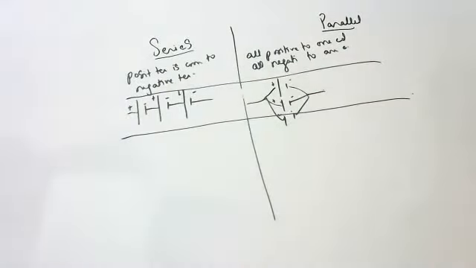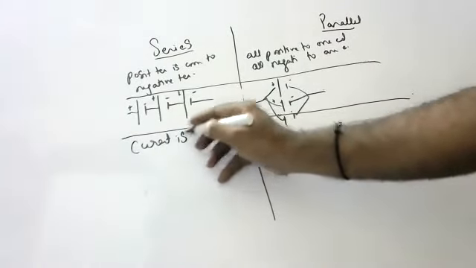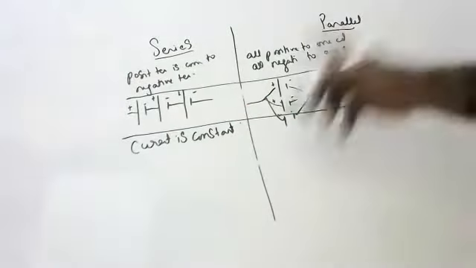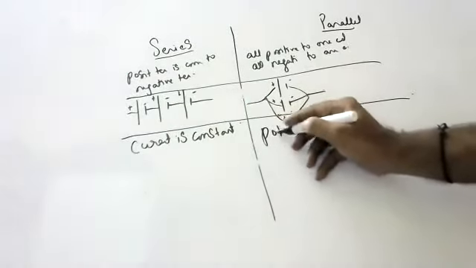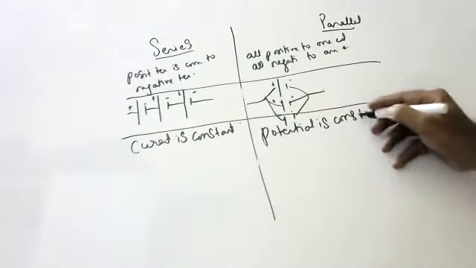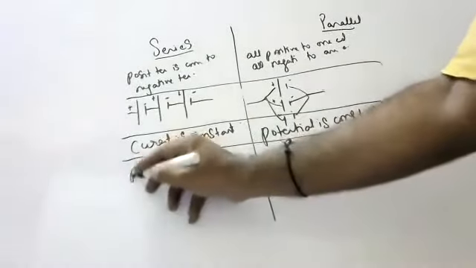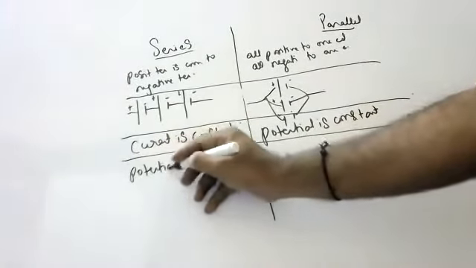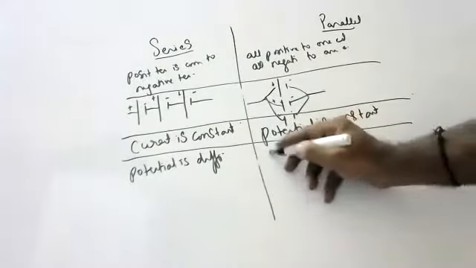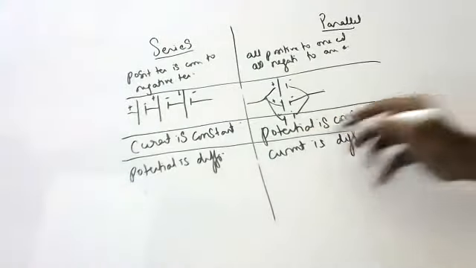Okay, children. In series, current is constant, whereas in parallel, potential is constant because all of them are in the same junction. Whereas in series, potential is different, and in parallel, current is different.